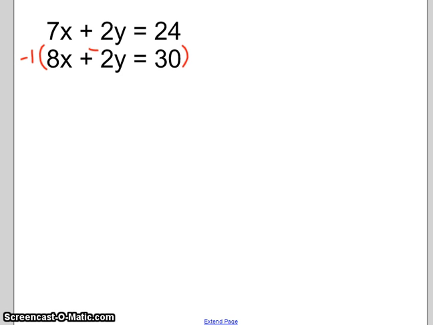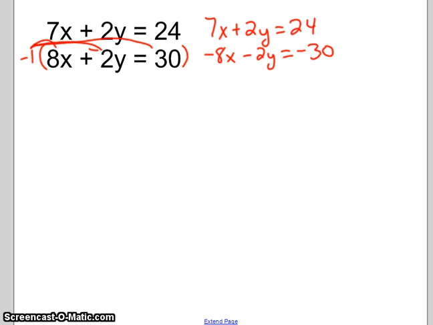Okay, because negative 1 times 2 is negative 2. But I would have to do that to everything in my equation. That would be negative 8x, and that would be negative 30. So what I'm going to do is rewrite this. 7x plus 2y equals 24. Negative 8x minus 2y equals negative 30.